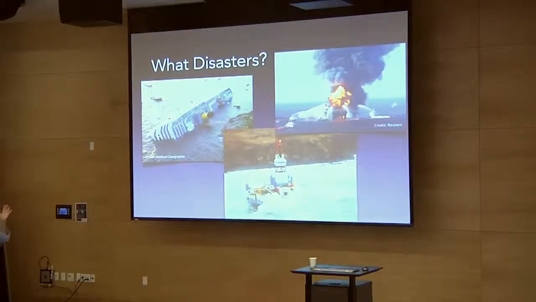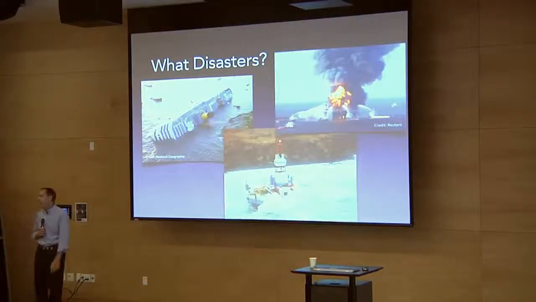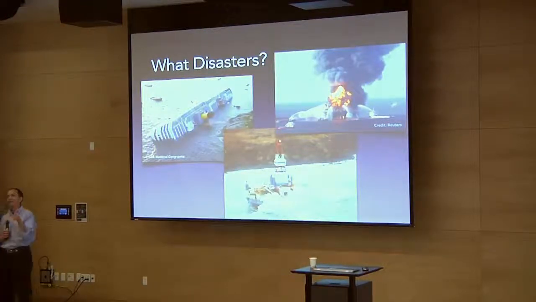So these are 3 examples of disasters. The Costa Concordia, which is a cruise ship that grounded in Italy. The Kulluk, which is a drilling platform that was actually in Seattle, being fitted out for drilling in the Arctic, in the Chukchi Sea, and went aground at the end of the drilling season. And the Deepwater Horizon, which is the one that I'll focus on as the example for today.